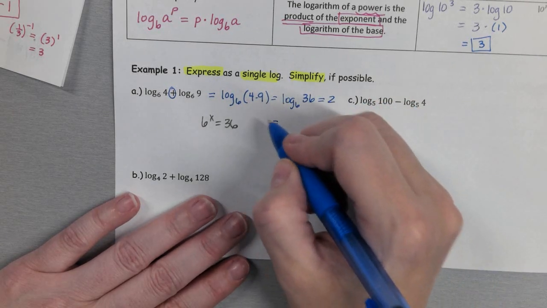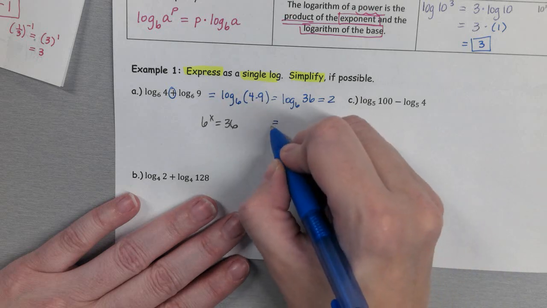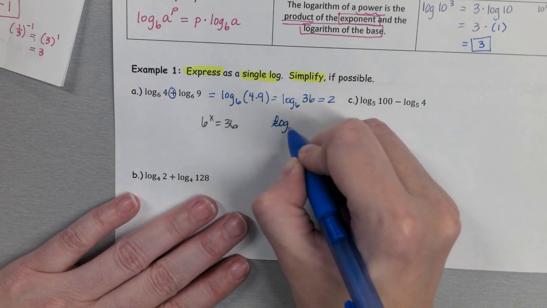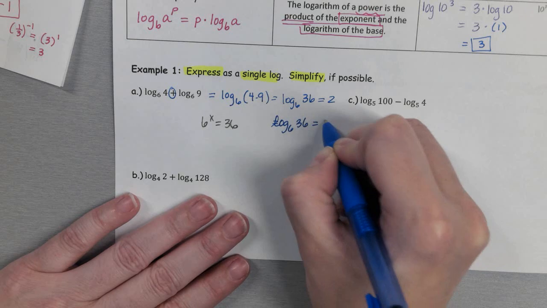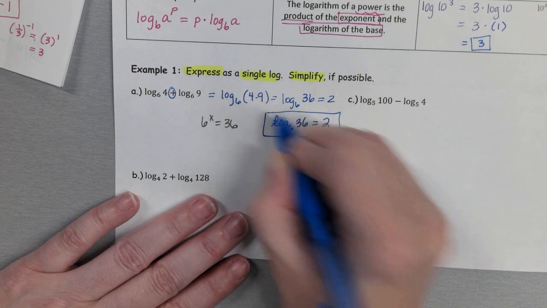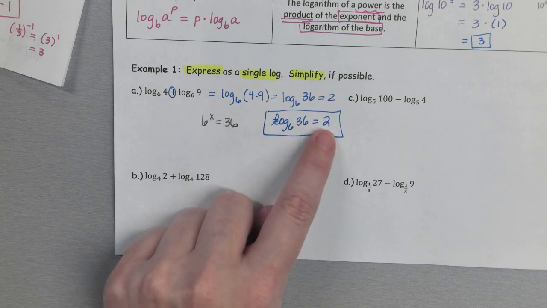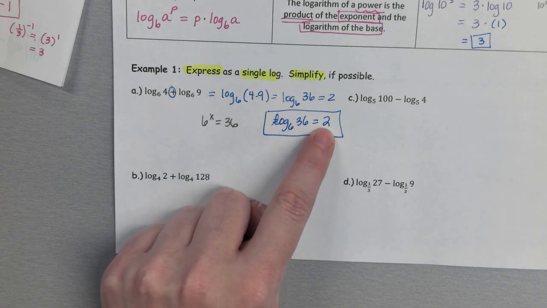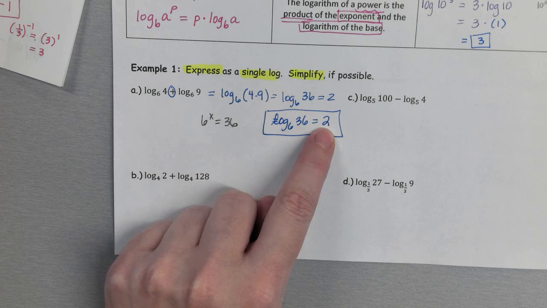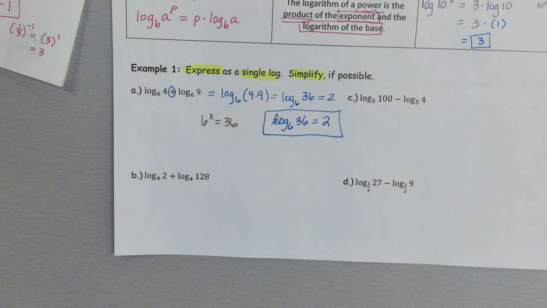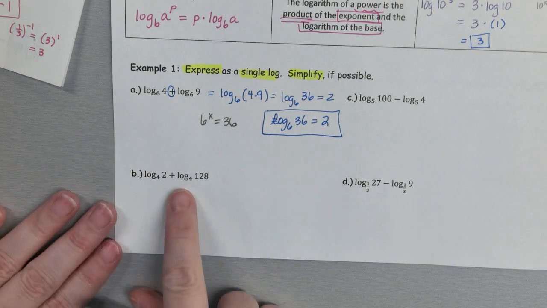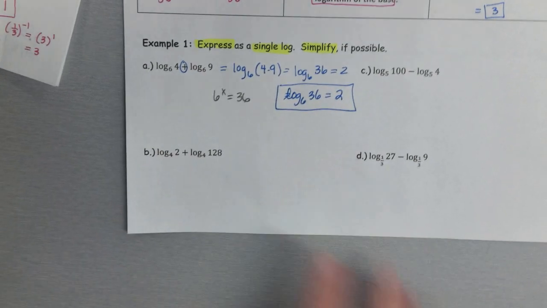Okay, so your answer would be, I'm going to change this, log base 6 of 36 equals 2. This would be your entire answer. Okay, so this is your single logarithm, and this is what it simplifies to. All right, so let's do B.